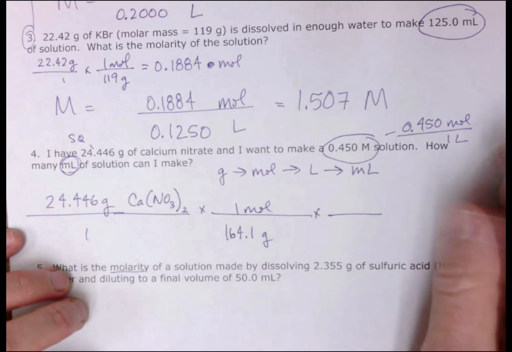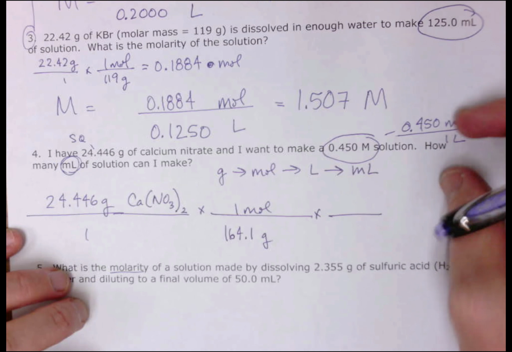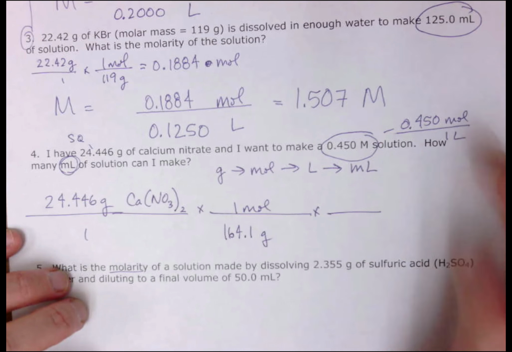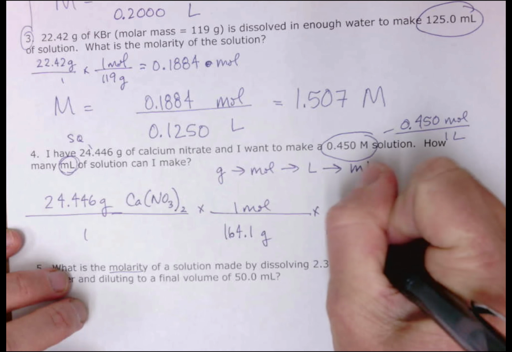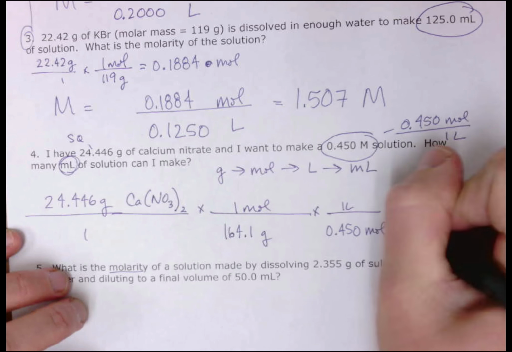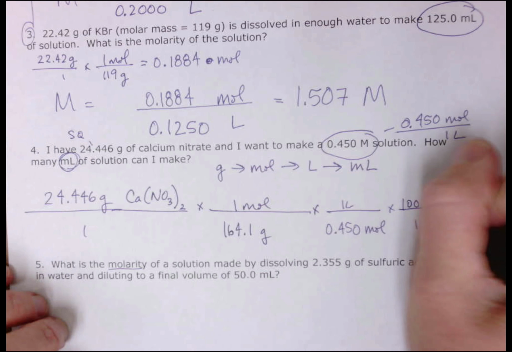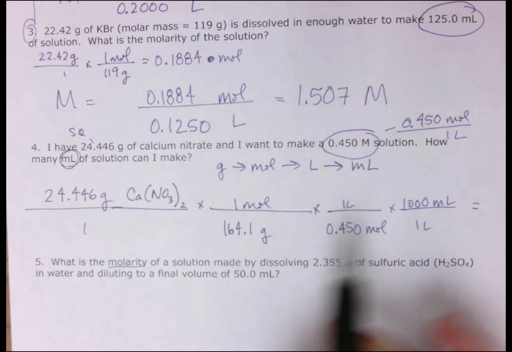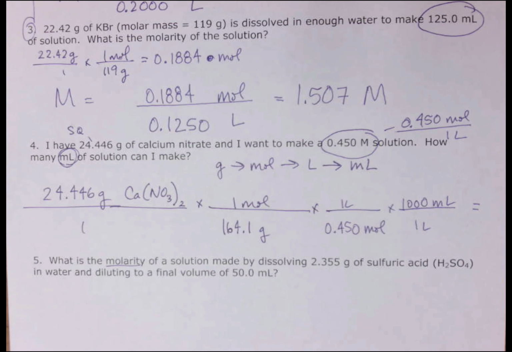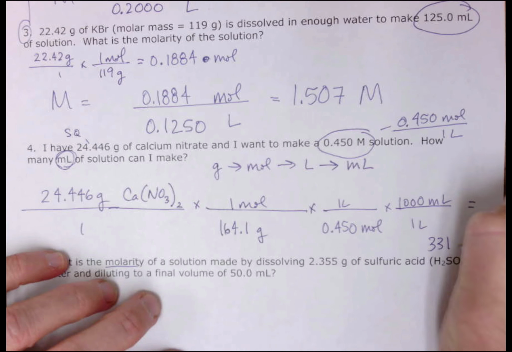Then I'll use this conversion factor. If I take it exactly like it is, I'll get moles squared. So I have to flip it. And then I can convert liters to milliliters. So 1 liter is 1,000 milliliters. So I'm going to divide if it's on the bottom, multiply if it's on the top. So you end up with 331 milliliters.